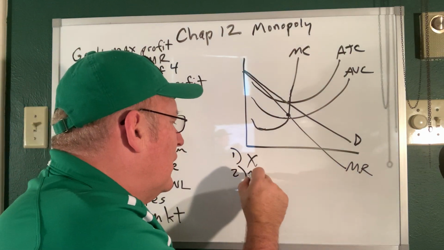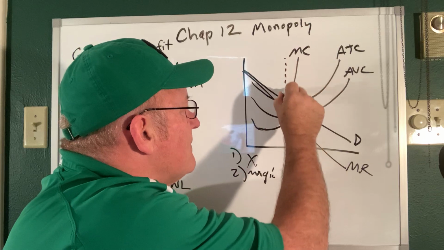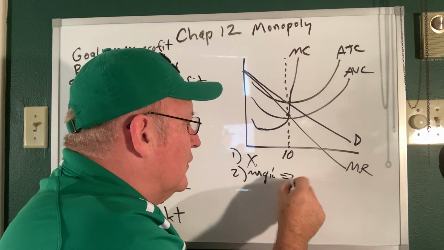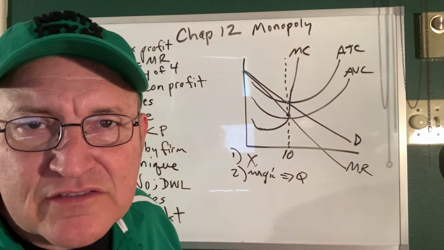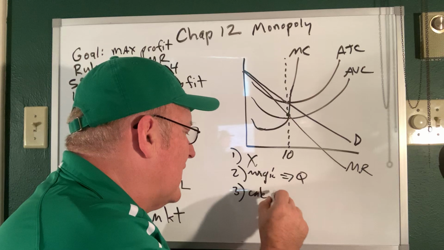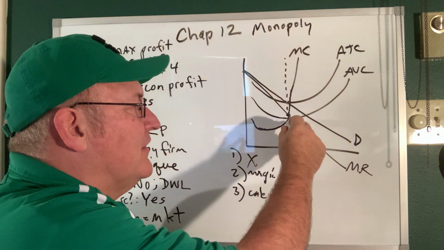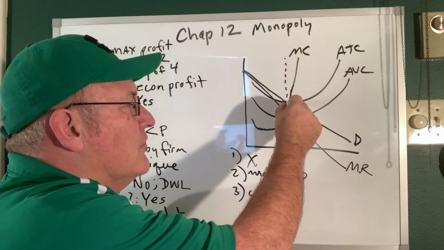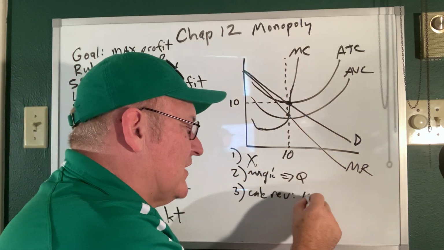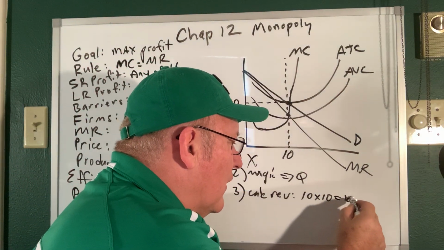Step two, what's the magic line? Magic line goes through that point, and we're gonna notice whatever the quantity is that's being exchanged in the market, okay? Step three, what are we gonna do? We're gonna calculate revenue. And we're gonna do that where that magic line intersects the demand curve. Right there. Right, so just like before, price times quantity, 10 times 10 equals 100.